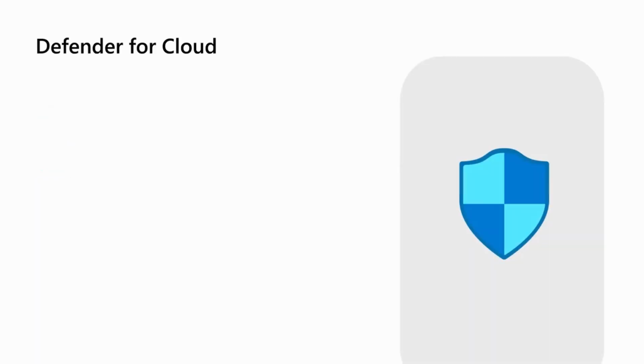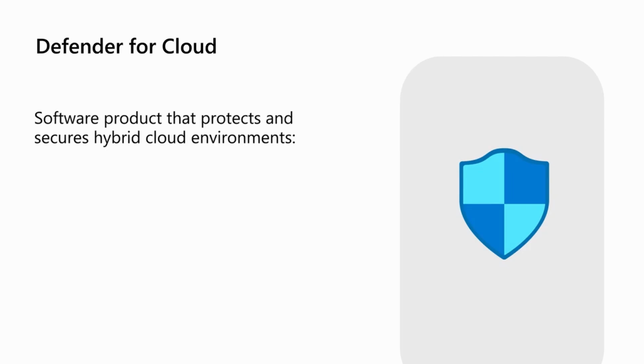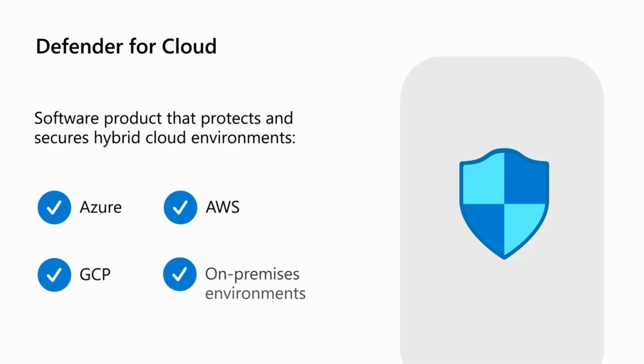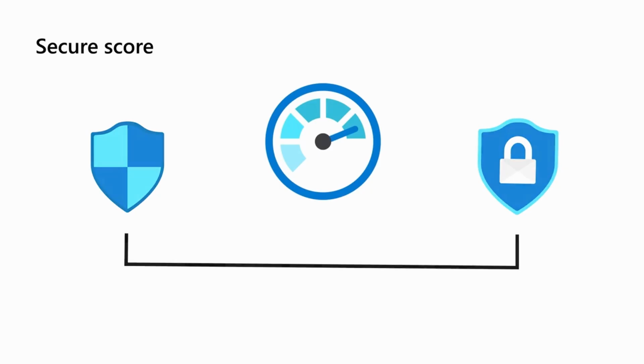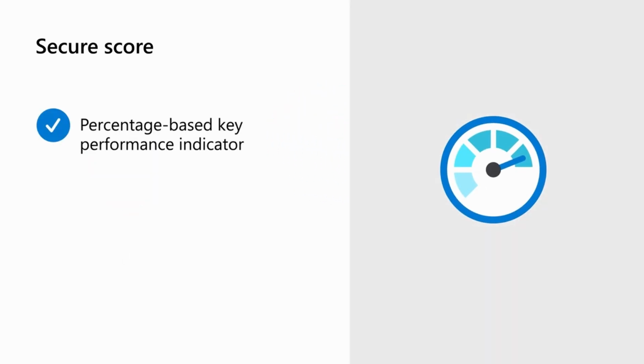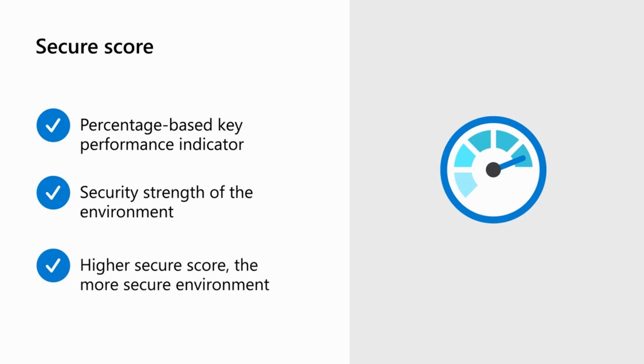So what is Defender for Cloud? Defender for Cloud is a software product that protects and secures your hybrid cloud environments in Azure, AWS, GCP, and on-premises environments. Did you know that Defender for Cloud provides you with recommendations to improve your security posture via a secure score? Let's understand what a secure score is and how it works. A secure score is a percentage-based key performance indicator that informs you about the security strength of your environment. The higher your secure score, the more secure your environment.